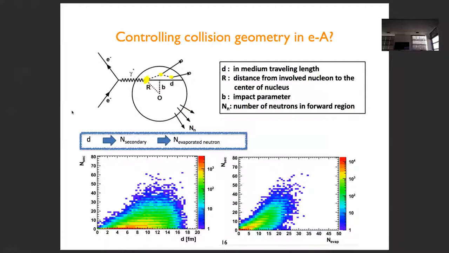the number of evaporated neutrons, that is going to be larger at small b near the center. And so then you can. That's every picture. Yeah, it's every picture. So this picture is a perfect correlation now between B and L, B and D.